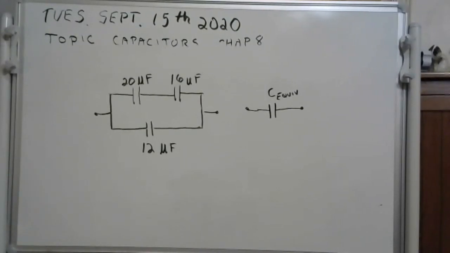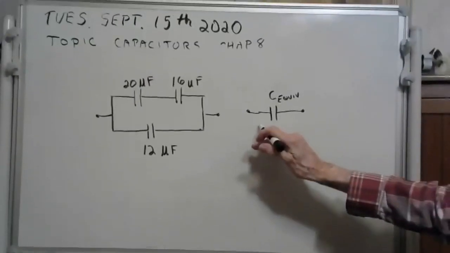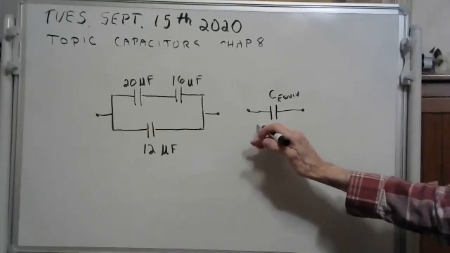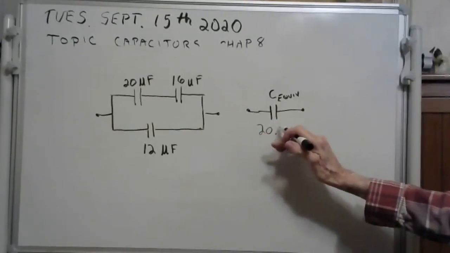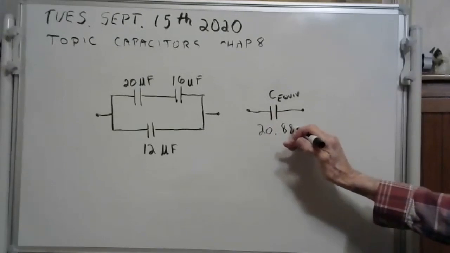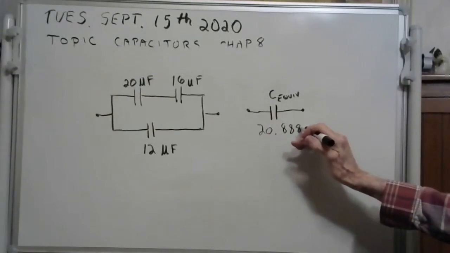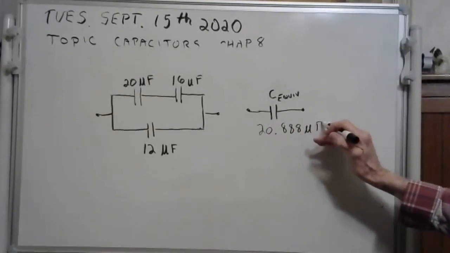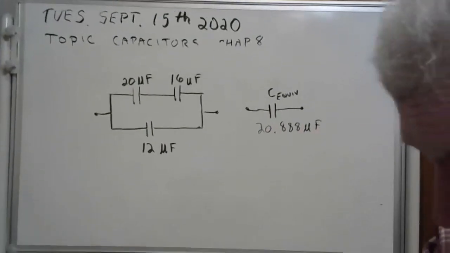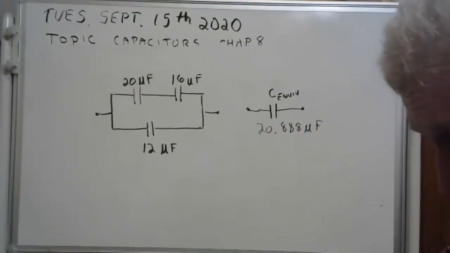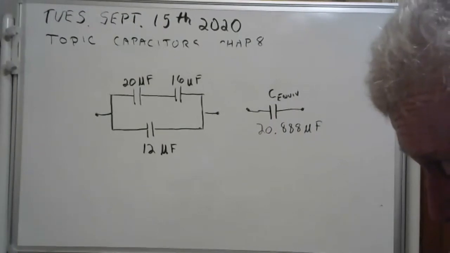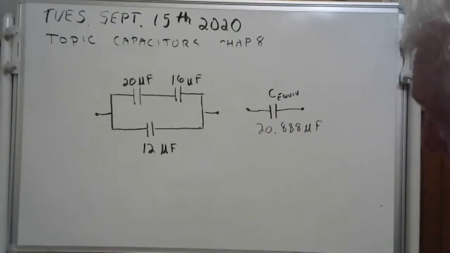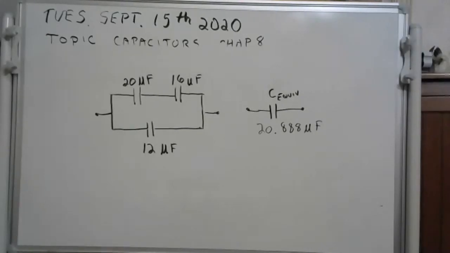I'm getting 20.89 microfarads. That's what I'm getting. And I'm getting 20 point, a bunch of eights, right? Yep. Microfarads. Now, does anybody need help with that? Good going. I think that's right.